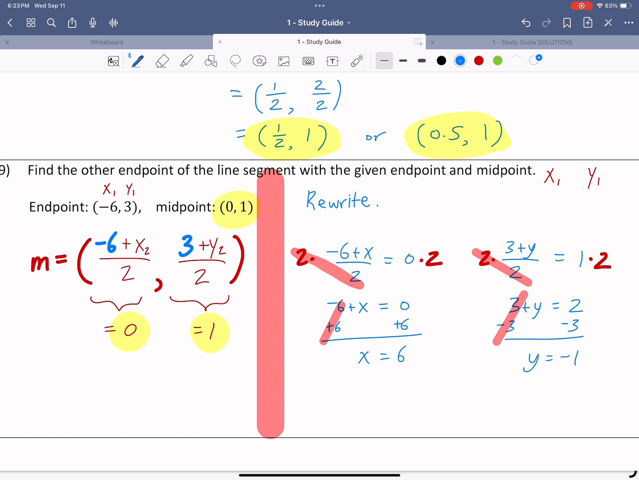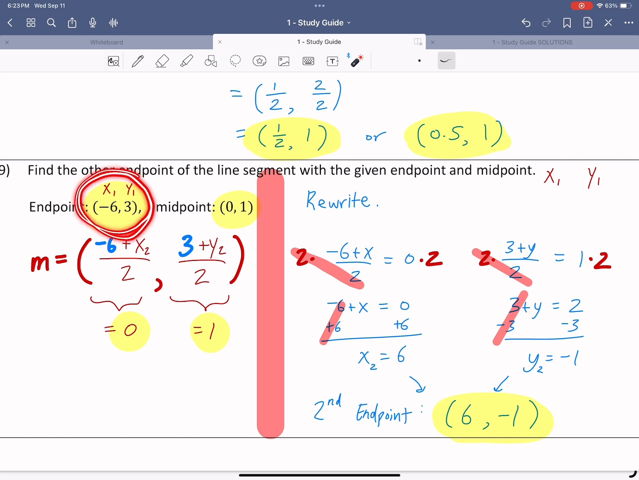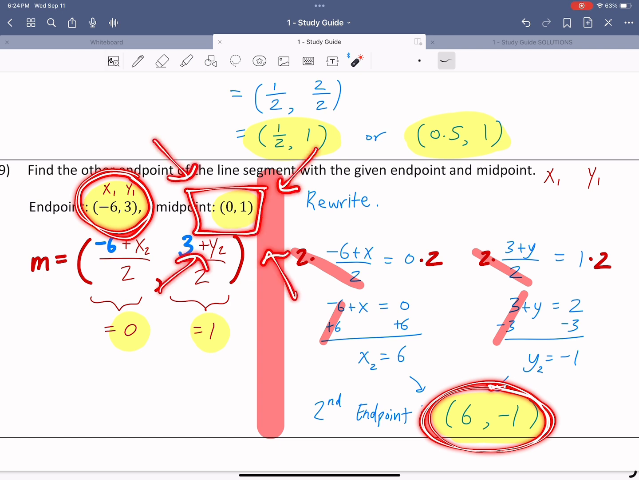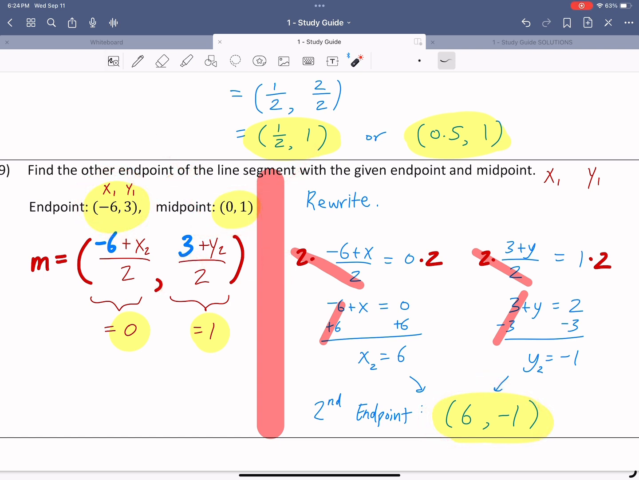And again, we were really solving for the x2 and the y2 values. I just got rid of them to make it simpler. So it turns out your second endpoint is going to be 6 comma negative 1. Okay, and if you have no idea what we just found, all it's saying is if you took this endpoint and this endpoint and you used the midpoint formula, you would be able to get this guy right here. Okay, this guy right here. And you can verify that, trust me.